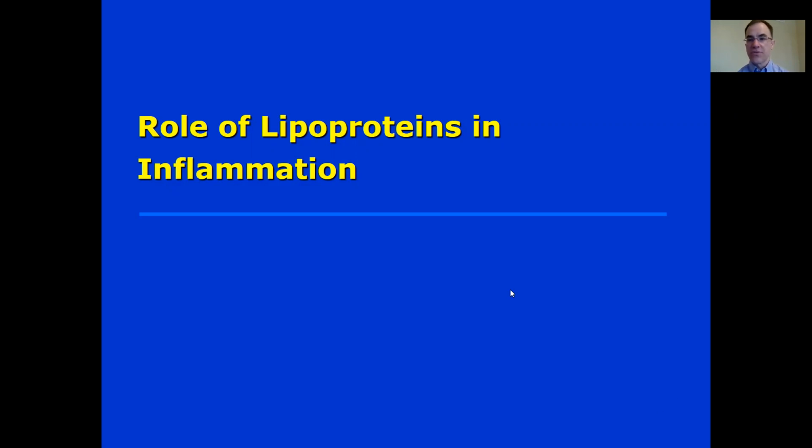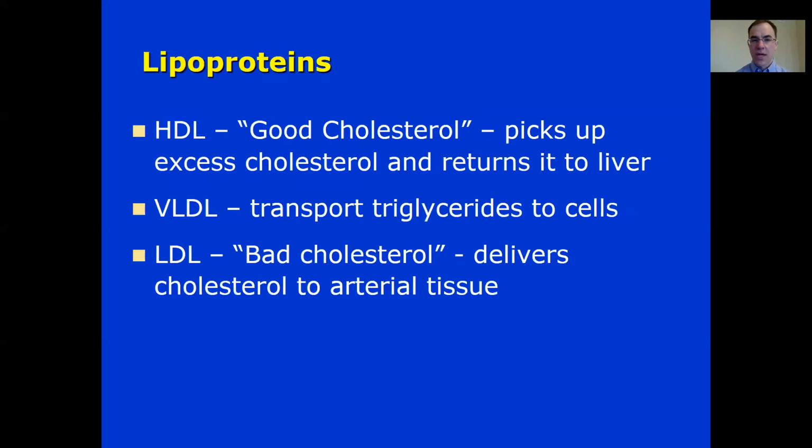So again, for this class, it's important not just to understand and memorize the pathway, but also understand how to use it. And we'll talk more about that as we go along. So this is really the role of lipoproteins. Think of lipoproteins as you may have heard of the HDL as the good cholesterol, which picks up excess cholesterol and returns it to the liver. You also have the VLDL, which transports triglycerides to cells, which we'll talk more about in lesson number 3.